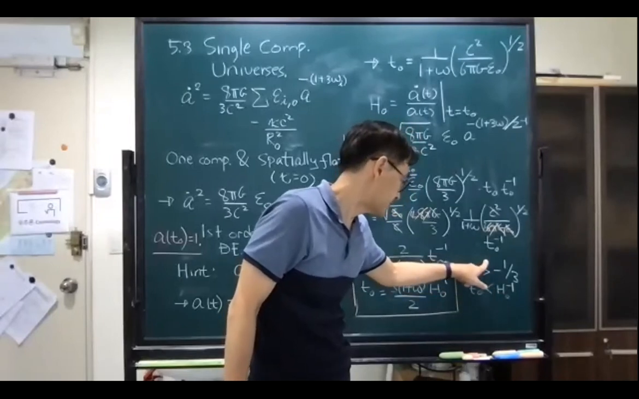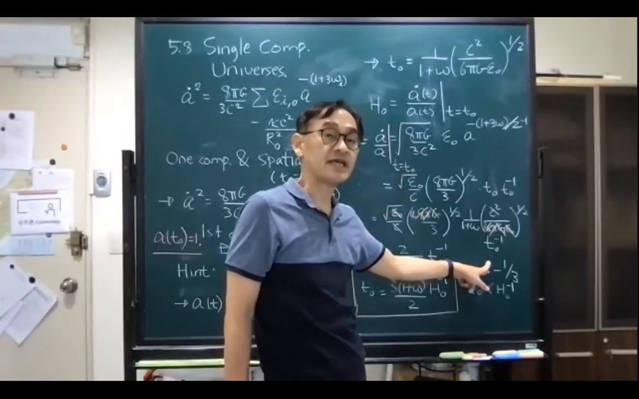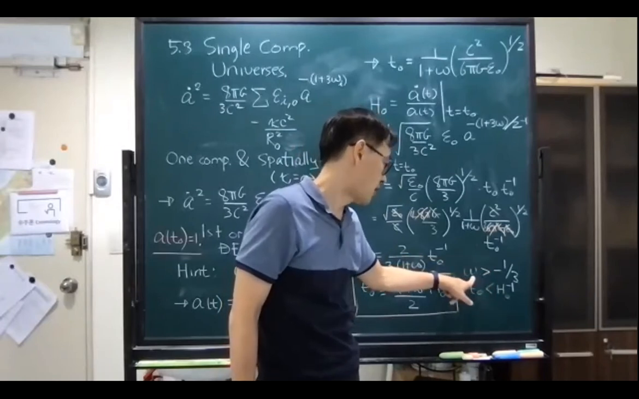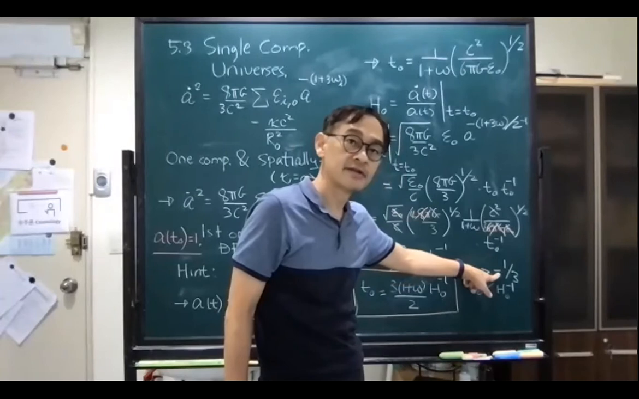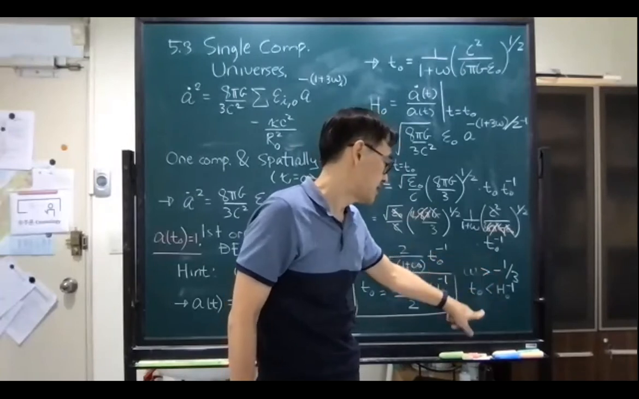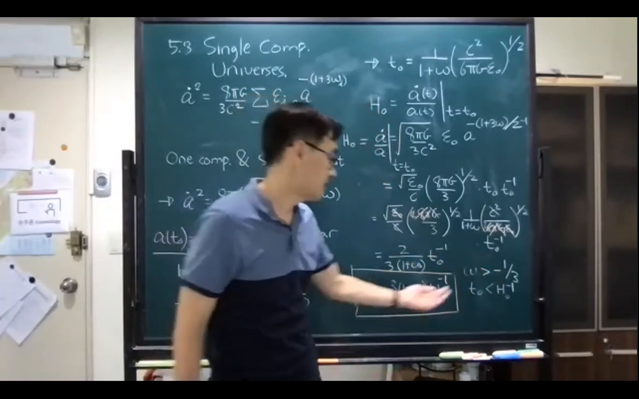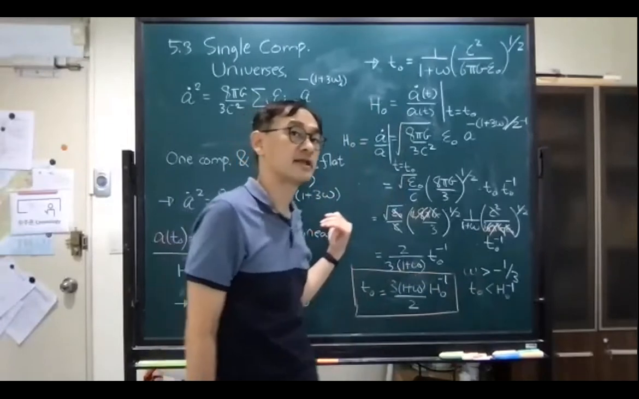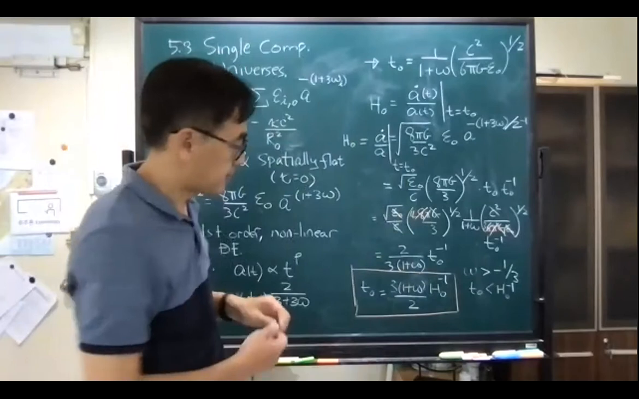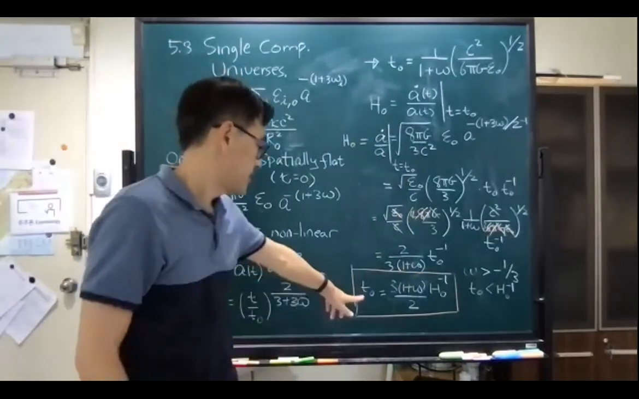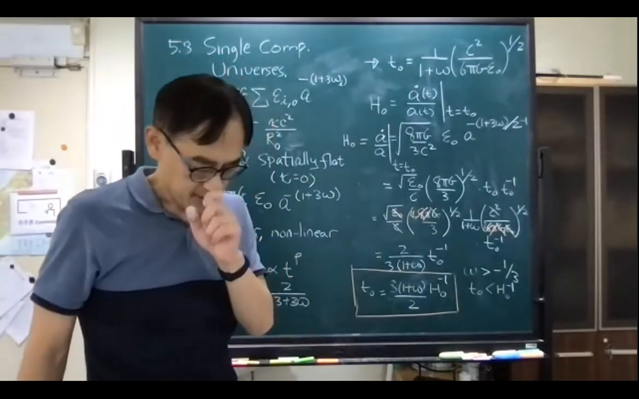Or if you use the other inequality, if W is less than -1/3, then my universe will be older than Hubble time. So that's the impact of this equation.